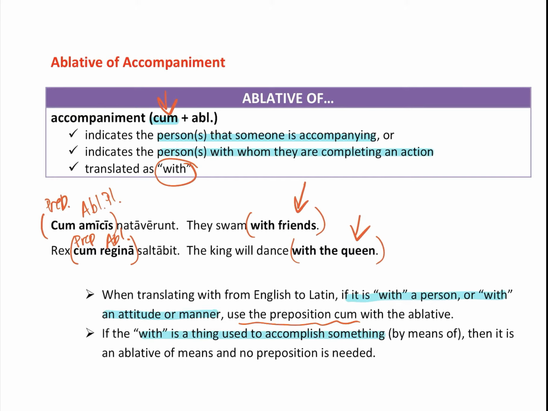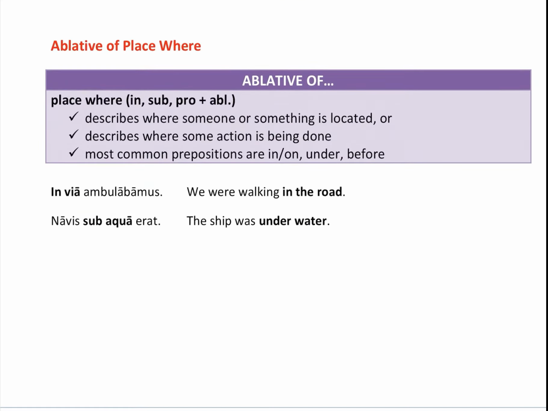He fought with a sword. He fought by means of a sword. That makes it ablative of means. And then no preposition is needed. You never use a preposition for ablative of means. All right, let's move on to the next one.